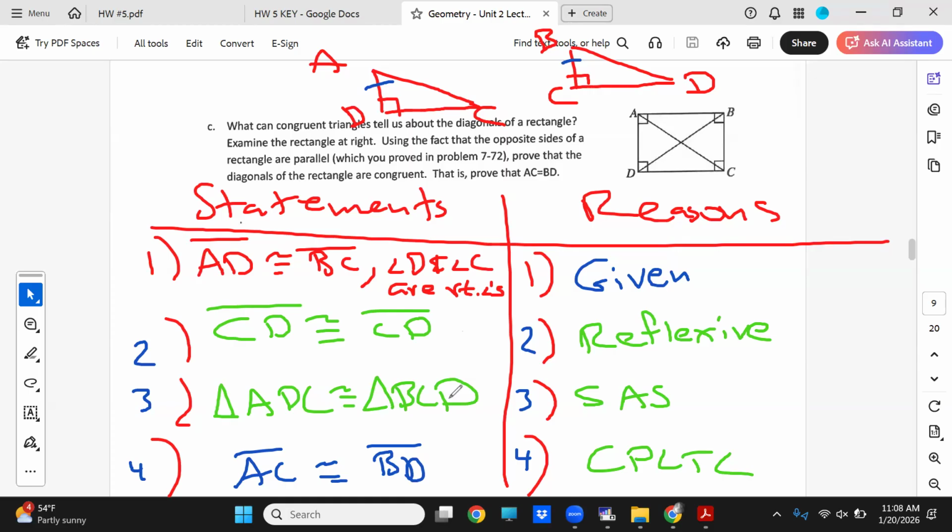Yeah, but we're just proving that the diagonals are the same. That's all. So what I did was I drew the two triangles like that, ADC and BCD. And I know they have two right angles there. And I also know that AD and BC are the same, because opposite sides of a rectangle are the same.